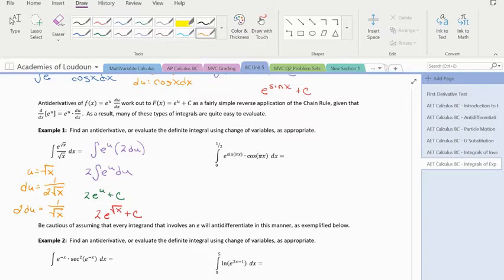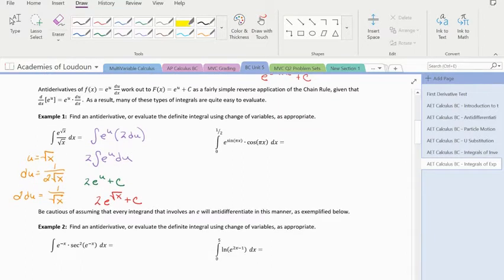Substitute in our values, and we have 2 times e to the square root of x plus c. So looking at this next example, this will have a change of variables and a change of limits of integration. So we would set u to sine of pi x. Du will be pi times the cosine of pi x. So again, we're going to go ahead and divide through by this pi. Now we're going to go ahead and change our limits of integration.